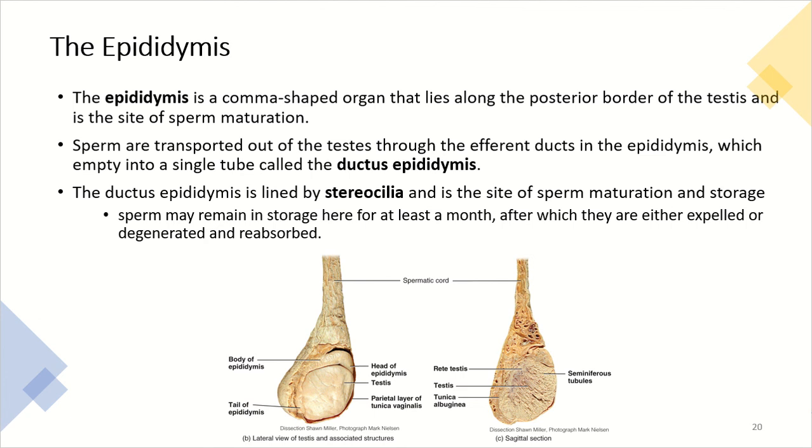The sperm are going to be transported out of the testicles through the efferent ducts into the epididymis, which is then going to empty into a single tube called the ductus epididymis. So this ductus epididymis is going to be lined by stereocilia, and this is going to be the final site of sperm maturation, so where they just finish their maturation process, as well as storage. So sperm may remain in storage here in our ductus epididymis for at least a month, after which they're either going to be expelled or they're going to degenerate and be reabsorbed into the testicles.